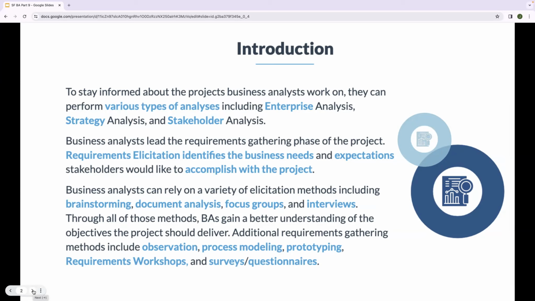Business analysts can rely on a variety of elicitation methods, including brainstorming, document analysis, focus groups, and interviews. Through all of these methods, BAs gain a better understanding of the objectives the project should deliver. Additional requirement gathering methods include observation, process modeling, prototyping, requirement workshop, and survey questionnaires.